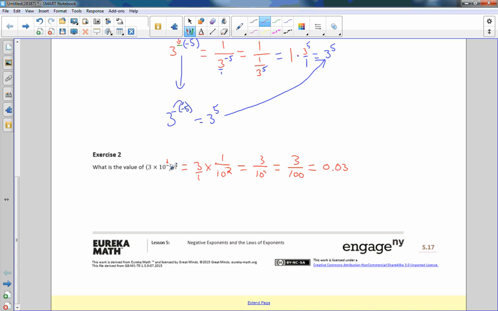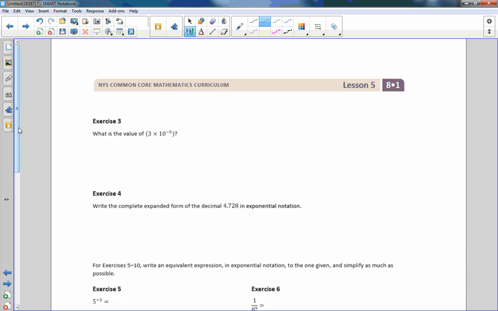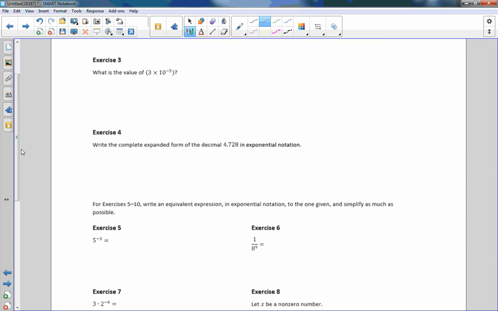What this really is in scientific notation is telling you to move the decimal point over 2 places. But we're using the rule of exponents here, not the scientific notation, so I'm going to stick with that. Now you try these number exercise 3. Pause the video, see if you can do it, and then come back.